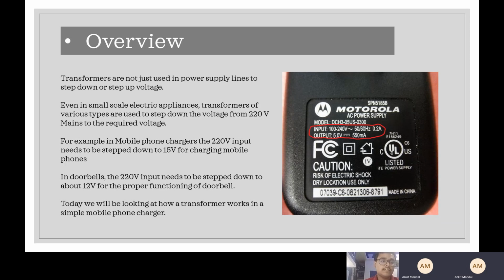In fact, if you see the mobile phone chargers, you will always find a rating like this. And this rating is nothing but an indication of the transformer that is being used in these kind of devices.